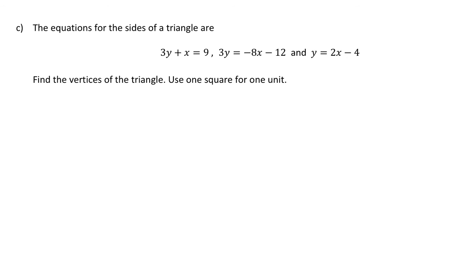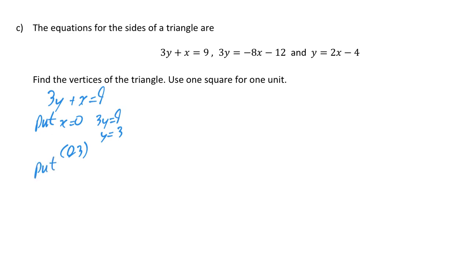So we'll start with our 3y plus x is equal to 9. For 3y plus x equals 9, I've maybe set this out a wee bit differently than I have in the notes. I would say put x equal to 0. So if you put x equal to 0, you have 3y equals 9, which means y is equal to 9 divided by 3, which is 3, which gives you the point 0, 3.